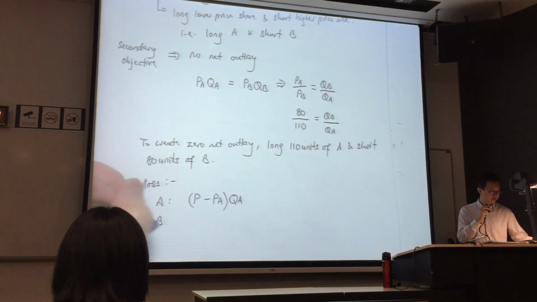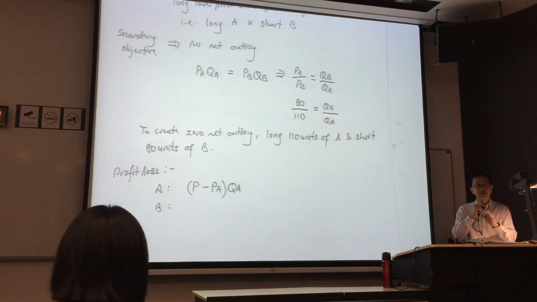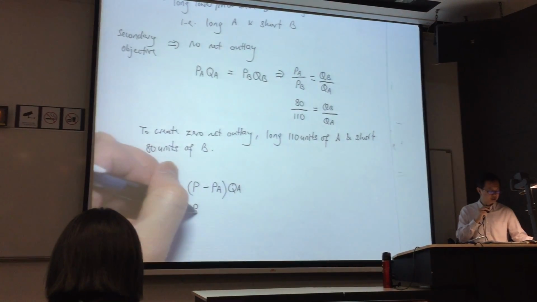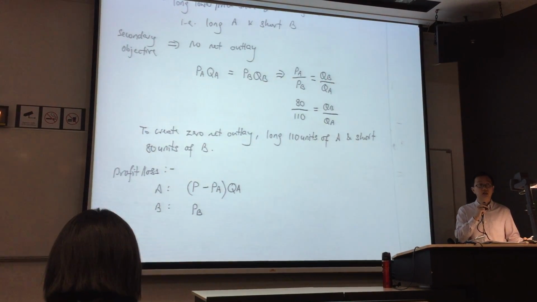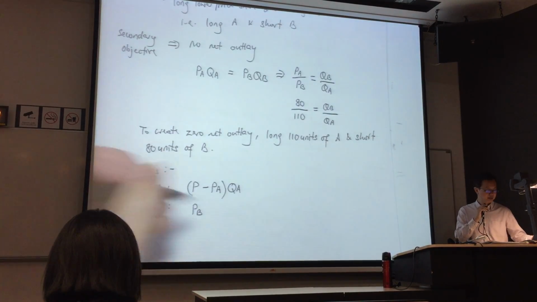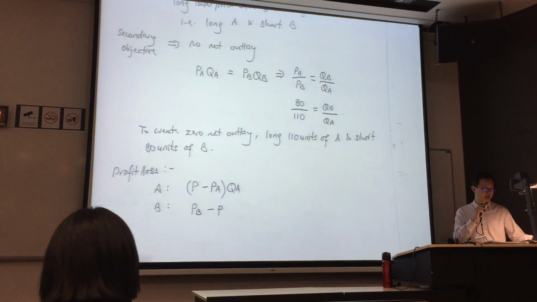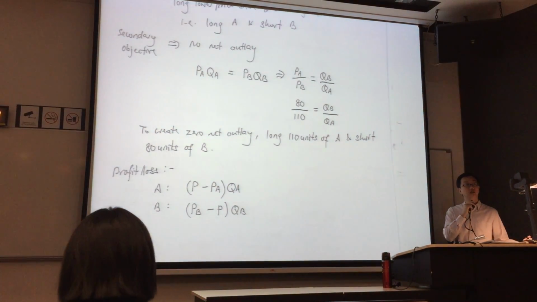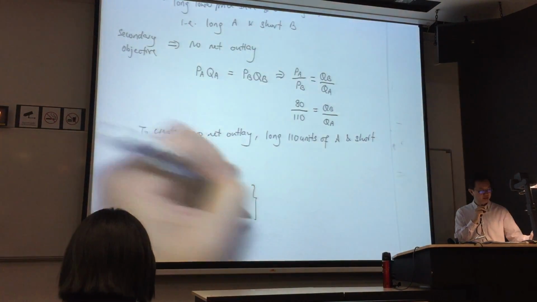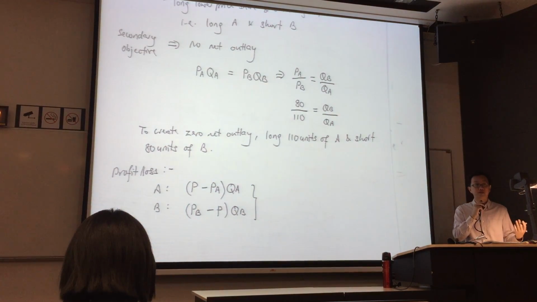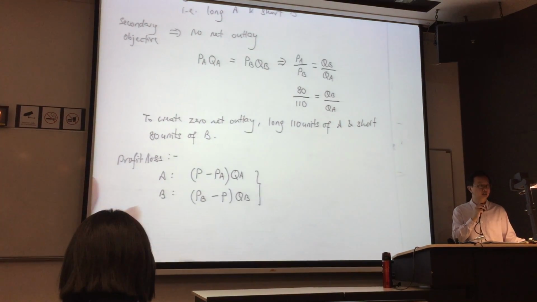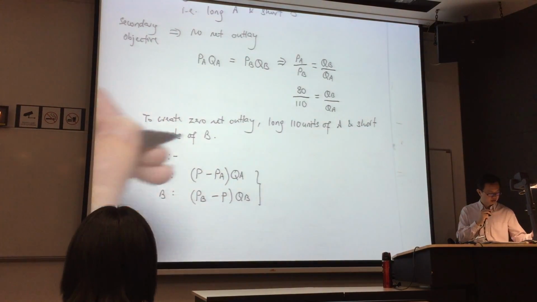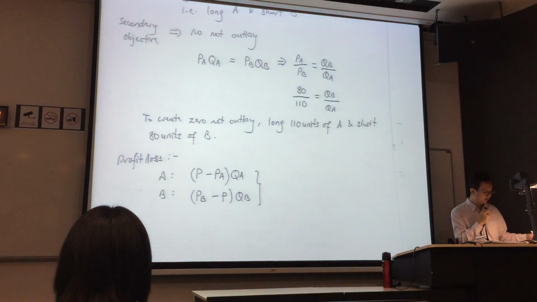Then for B, you are short selling in B, don't forget. The price that you short sell previously is PB. To unwind, you buy back at the price which is P, and the position is QB. So you are going to combine these two together to give you the profit or loss arising from the pair trade. So now these two add together.